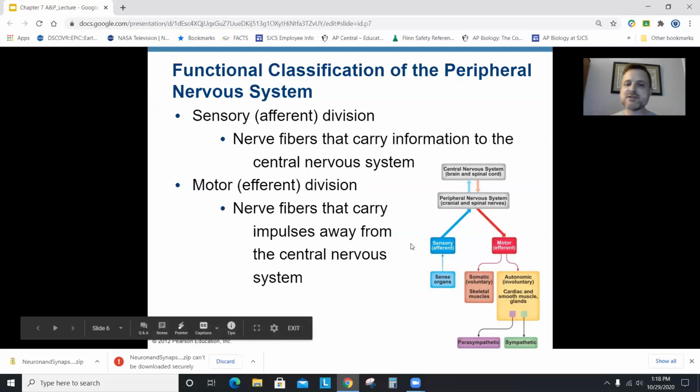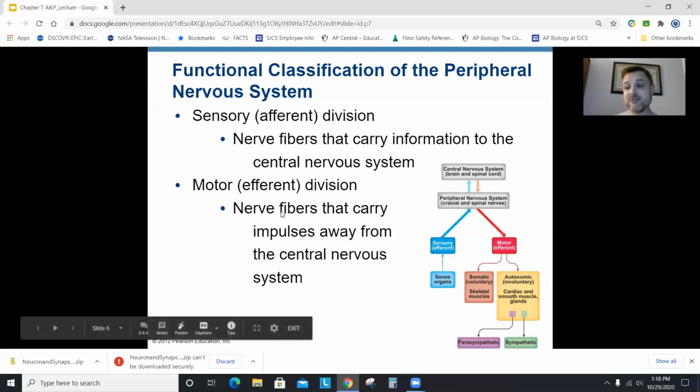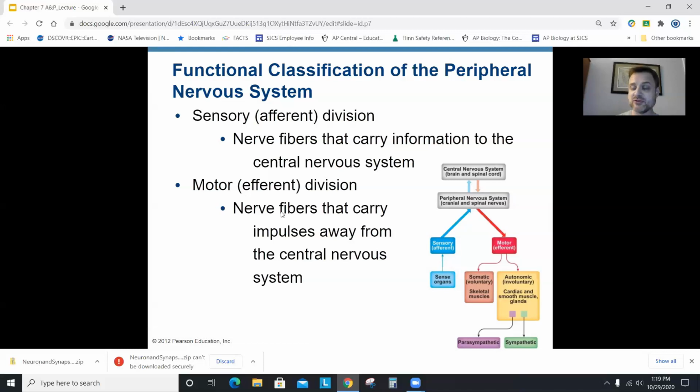So there are two kinds of structural divisions in the peripheral nervous system. The sensory division, that's afferent with an A, is what detects stuff. So your nose, your eyes, your ears, things like that. The motor or efferent division are the nerve fibers that go from your brain or spinal column away to your glands or your muscles, and they carry out the signal.